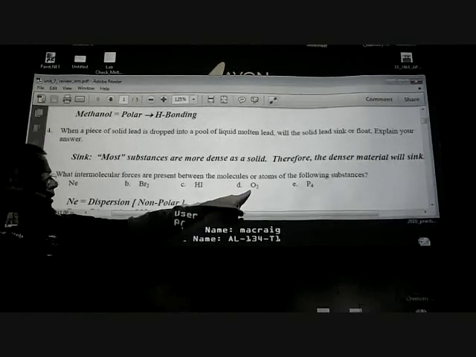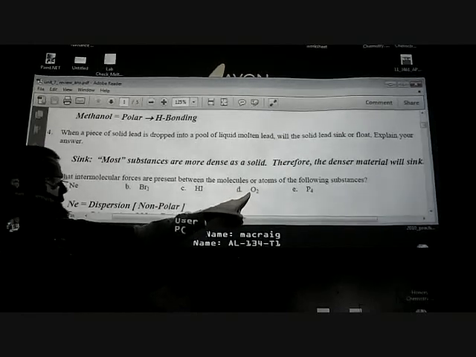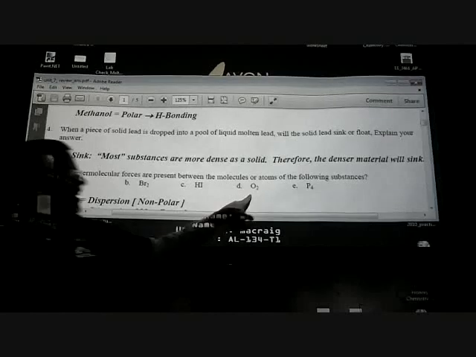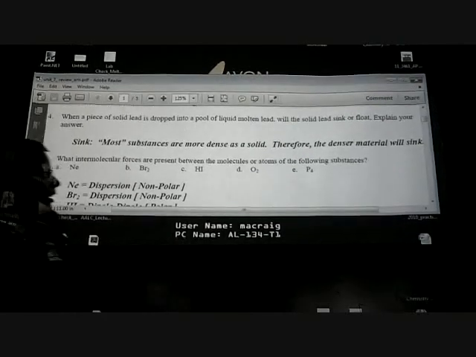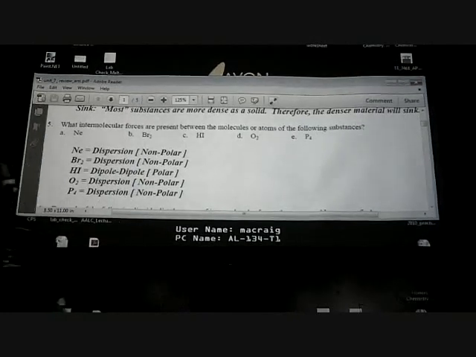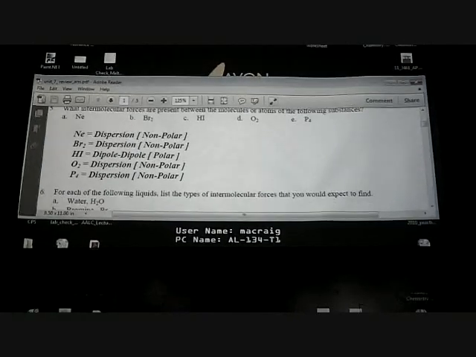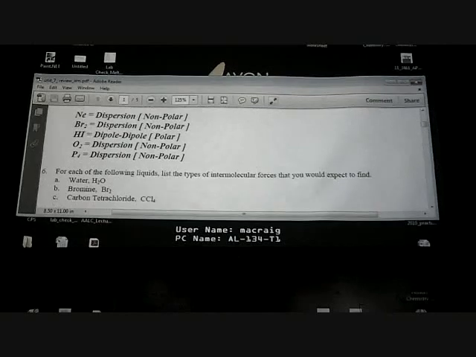What about D? Dispersion. There's no hydrogen in that. With the P, there's only phosphorus, so again, it's dispersion. So it's a nonpolar compound. Again, kind of redundant question here.